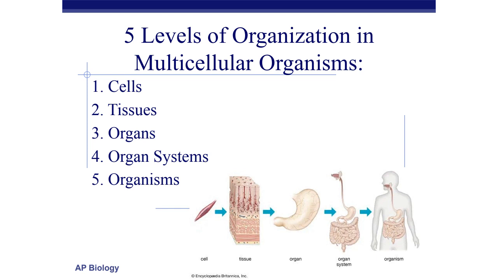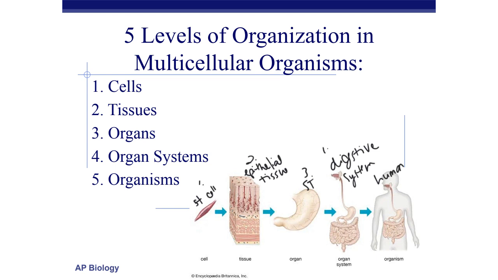So for example, this is a stomach cell. This is an epithelial tissue, so lining the stomach. There's the stomach. There's the digestive system. So moving up to the organ system, which is going to be part of the human. So level one, two, three, four, and five. Remember, they build on one another.